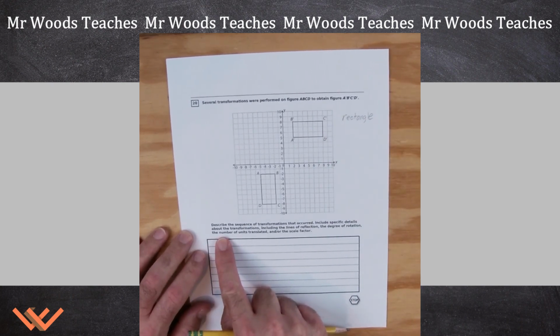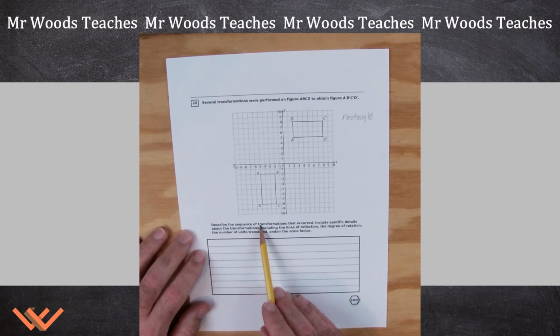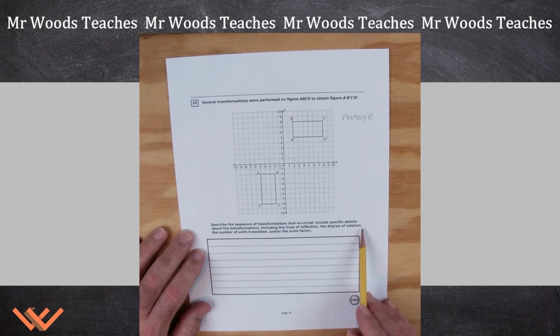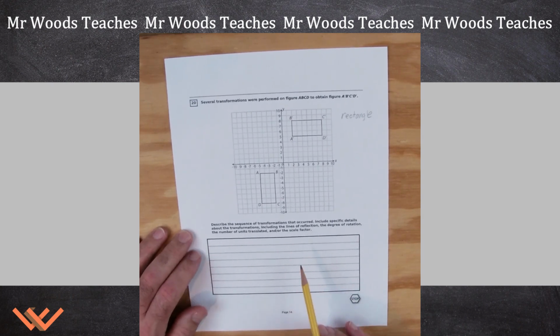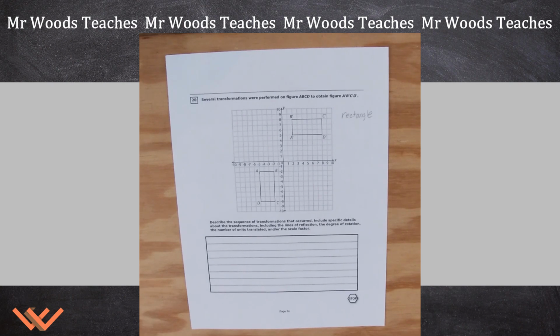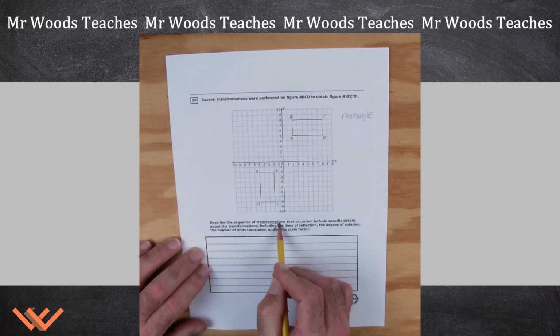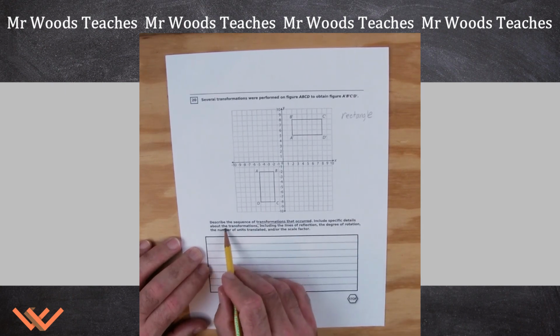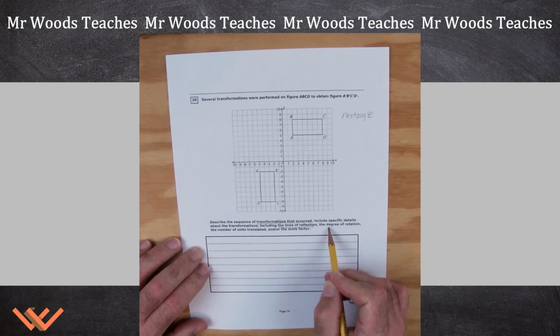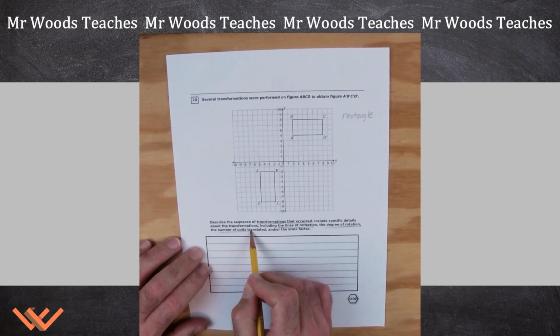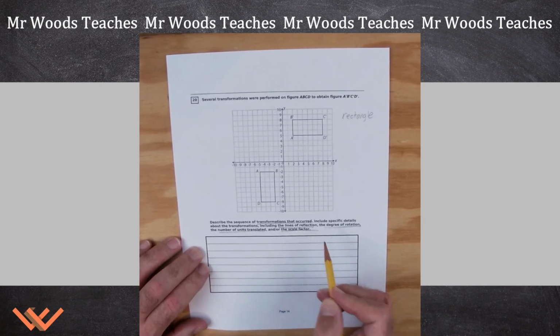There's more information down below. Describe the sequence of transformations that occurred. Include specific details about the transformations, including the lines of reflection, the degree of rotation, the number of units translated, and/or the scale factor. Let's go back through and underline some information. Transformations that occurred. Include specific details about the transformation, including the lines of reflection, the degree of rotation, the number of units translated, and/or the scale factor.